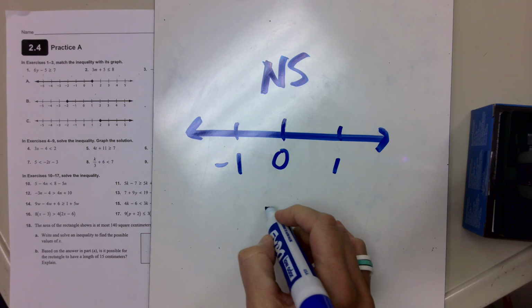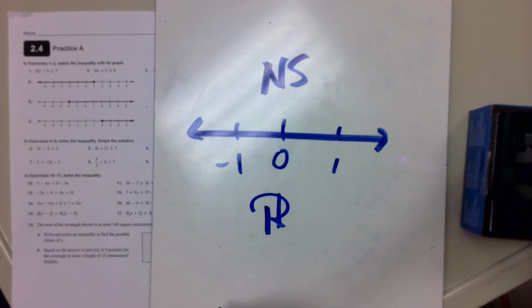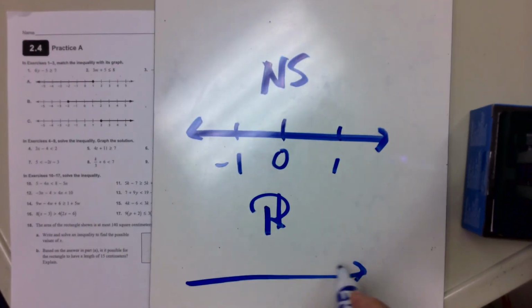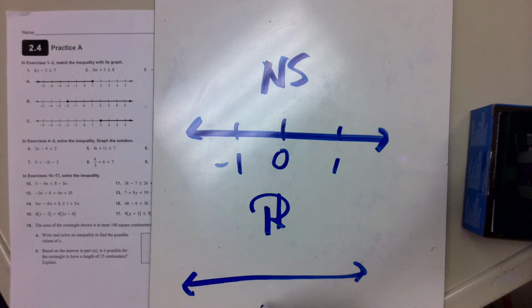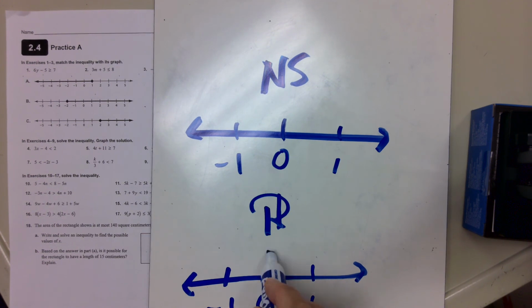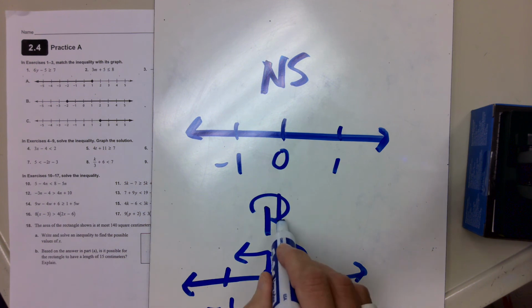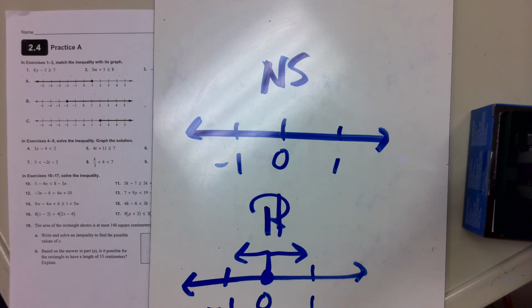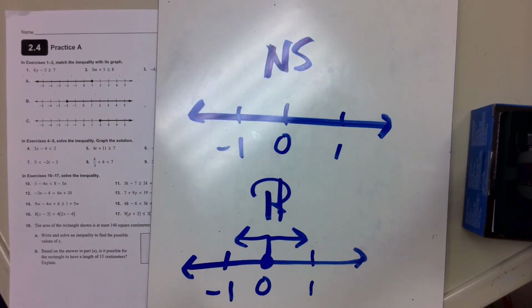Now, if I want to show all real numbers where any number will work, you have to highlight the whole thing. So I can do a few numbers like this. I'm going to include 0, and I'm going to go both directions. That's showing that any number along that number line will work. Just to give you an example.